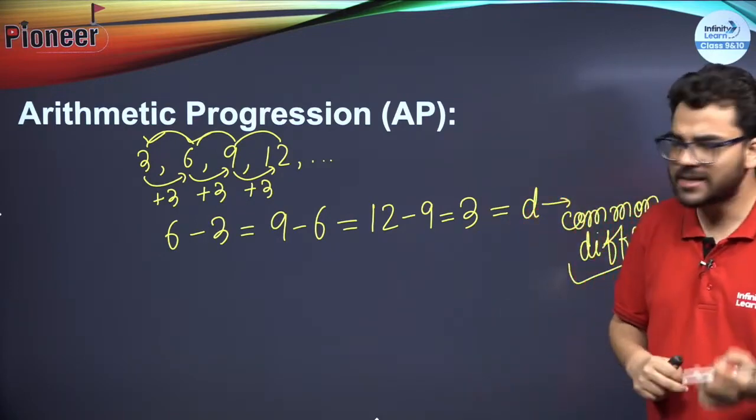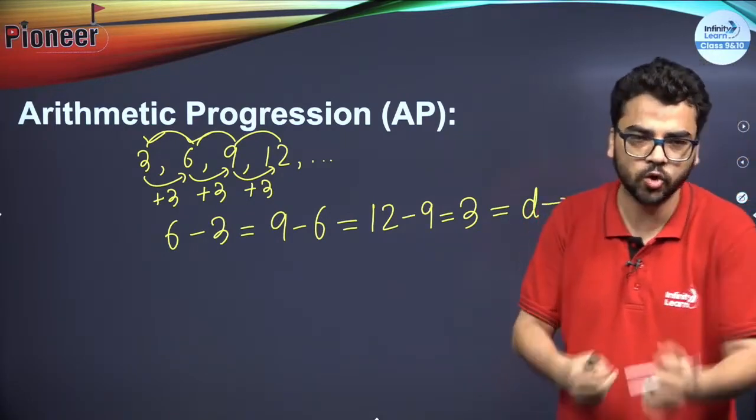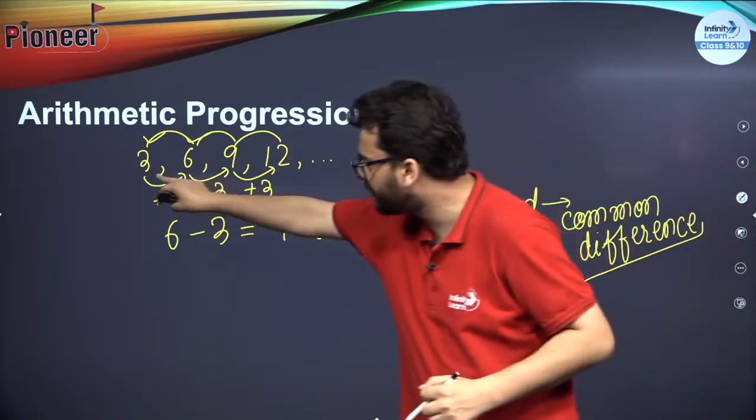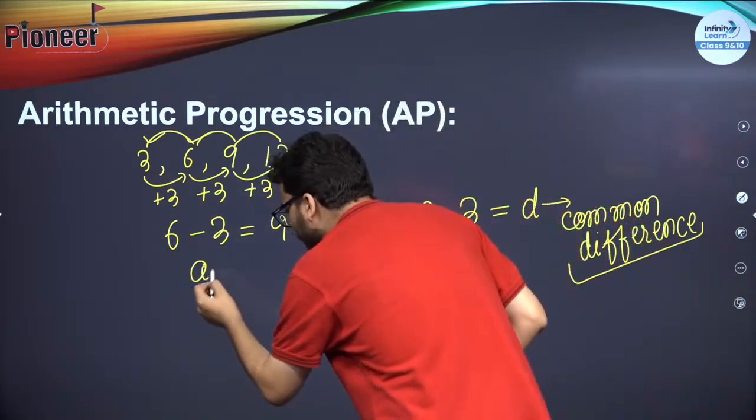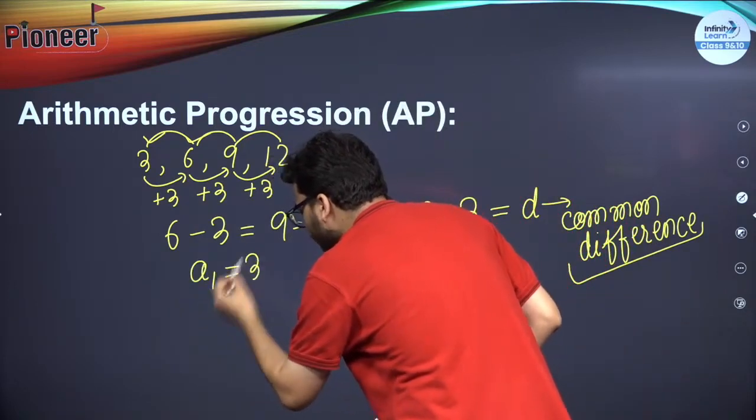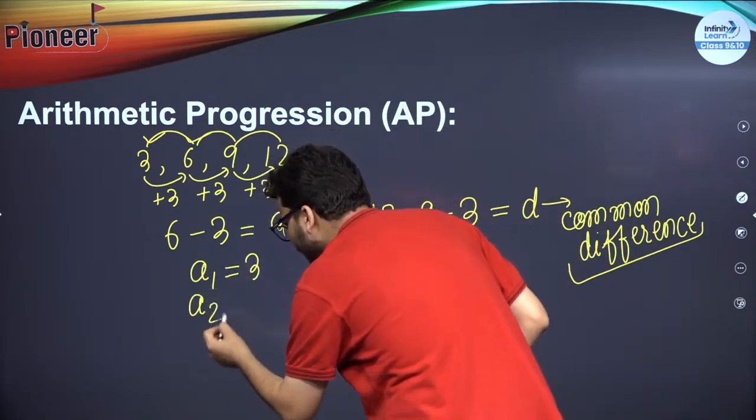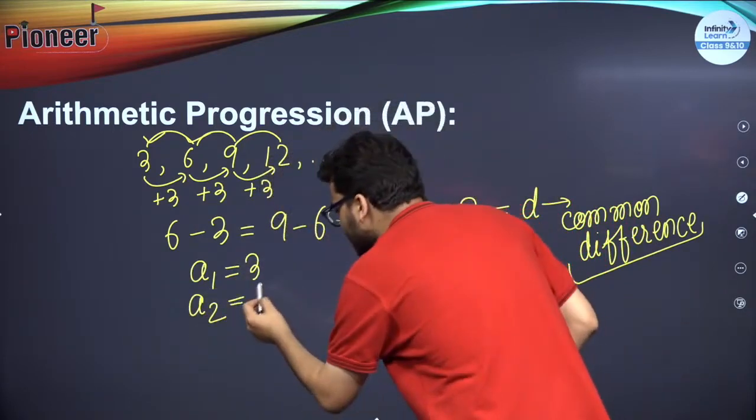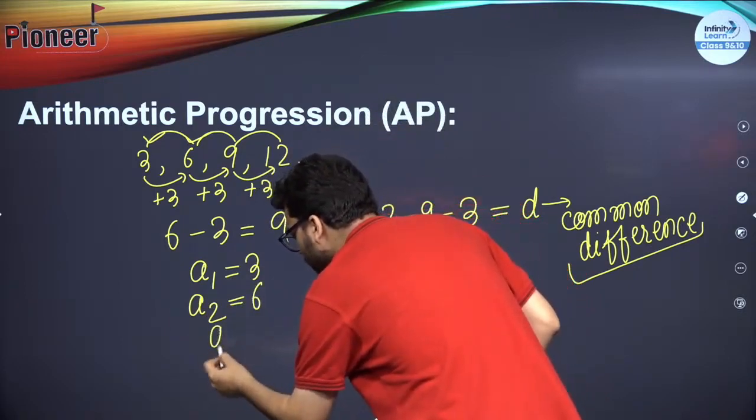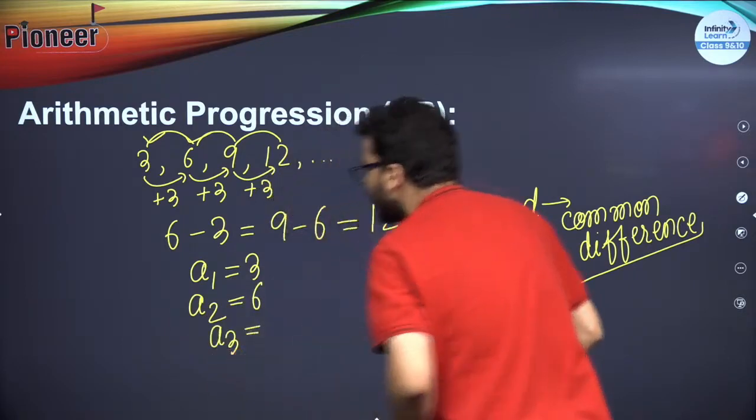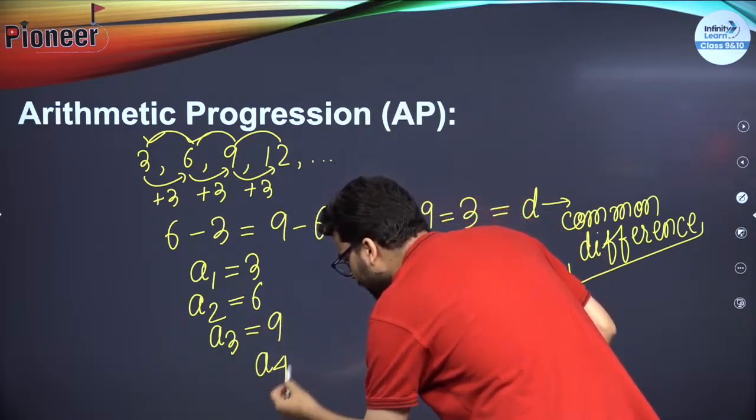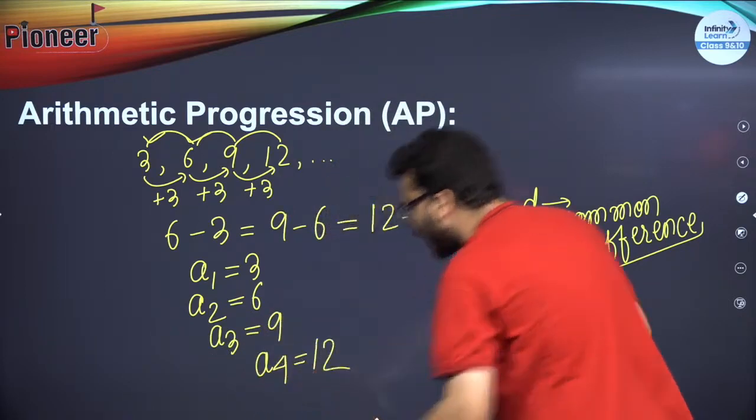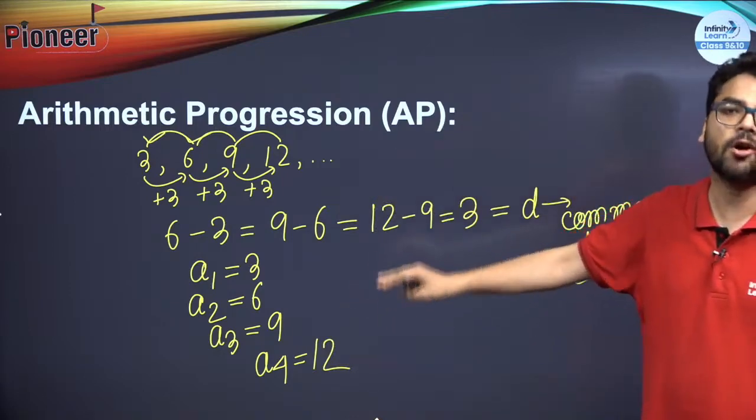Now one more thing, there are some notations which you must know. For example, this is the first term over here, right? So you can represent it by A1. So that is equal to 3. You can represent the second term by A2, correct? So that is 6 over here. The third term you can represent by A3. So that is 9 over here. The fourth term you can represent by A4. That is 12 over here, right? So that is representation of terms.